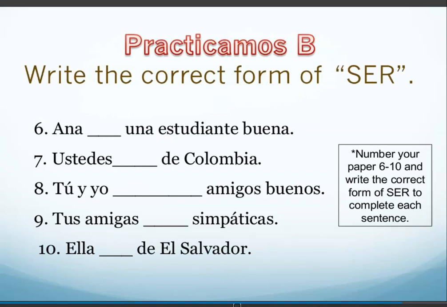Let's do another sample. This is 6 through 10. Please write the correct form of ser. Remember, práctica makes perfect. Número 6, Ana blank una estudiante buena. 7, ustedes blank de Colombia. Tú y yo blank amigos. Tus amigos blank simpáticas y ella blank del El Salvador.